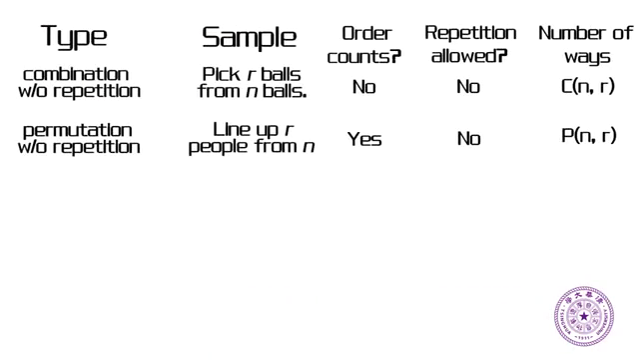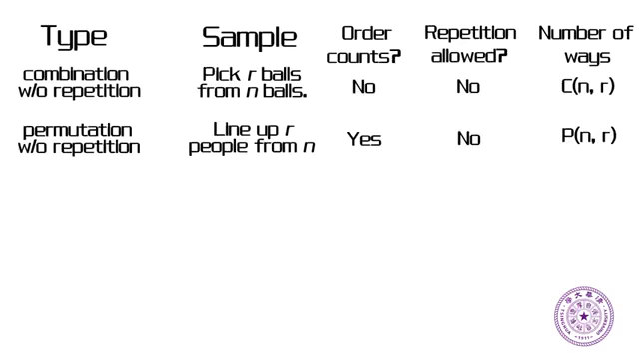Now let's sum up. The most fundamental permutation and combination are permutation without repetition and combination without repetition. The corresponding model is a ball model. For example, we pick R balls from N. If we care about the order, it's permutation without repetition. If we don't care about the order, it corresponds to combination without repetition. The number of permutations is P(N,R). The number of combinations is C(N,R).